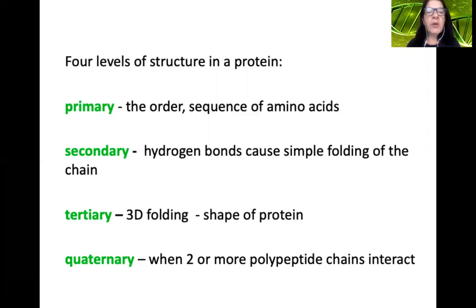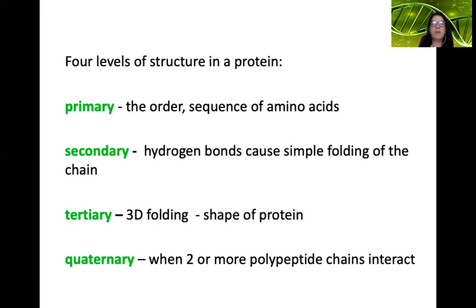The primary structure, in turn, will determine the secondary structure. And the secondary structure is held together by hydrogen bonds. Hydrogen bonds will cause simple folding of the chain. And the secondary structure, usually, there are small regions of the protein that will fold in a particular way. And then there will be regions that are not folded.